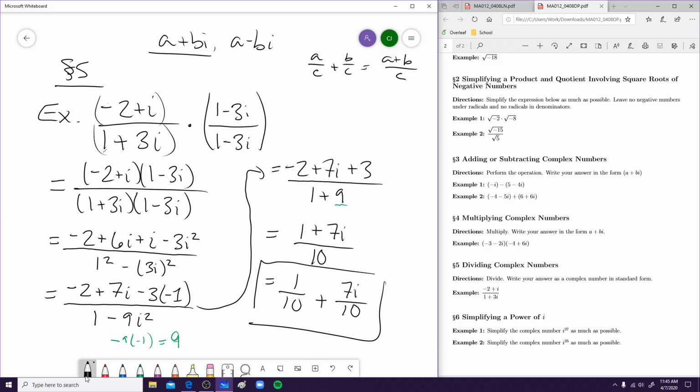Actually, let me fix something real quick. I kept the 7i on top. Technically though, so you can clearly see the b, let me just erase this 7. This is 7 over 10 i. And giving another quick check, this still can't be simplified because it's odd over an even. And this is our final answer.